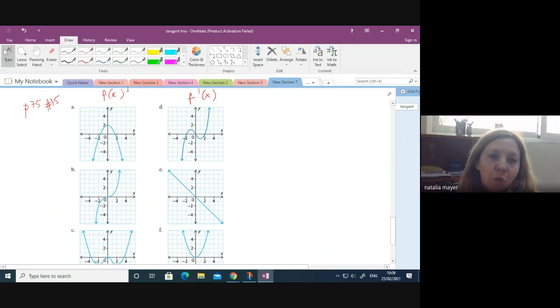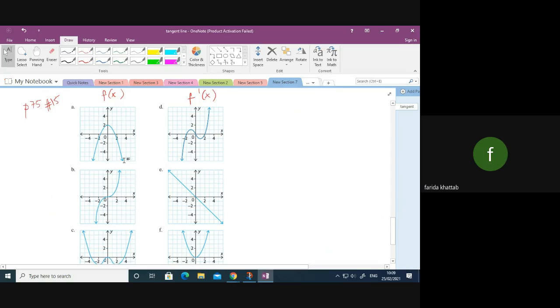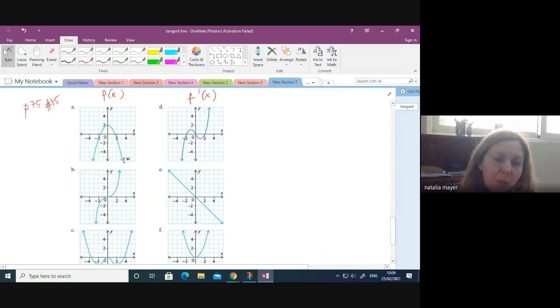Right, so we will start with A. How would you describe this function, Farida? What do you know about this function? A reflected parabola. It's a parabola which looks where? Down, yeah, reflected.